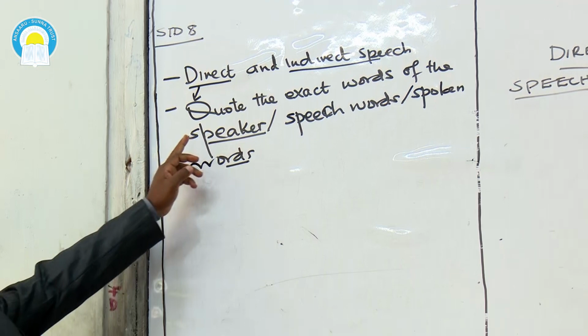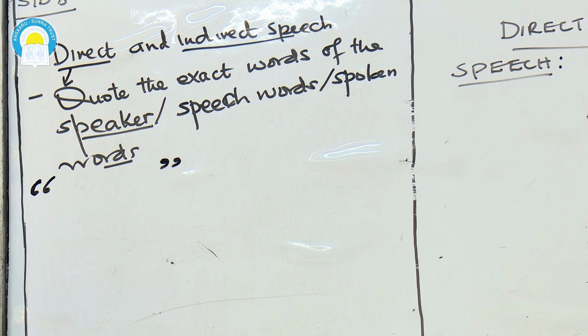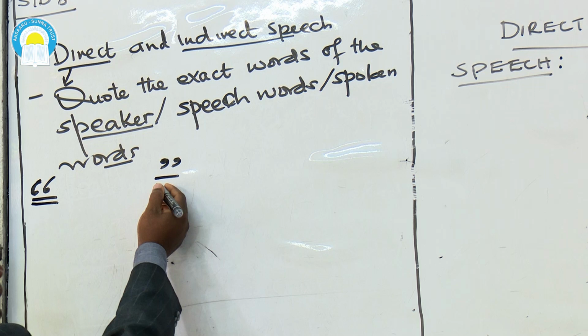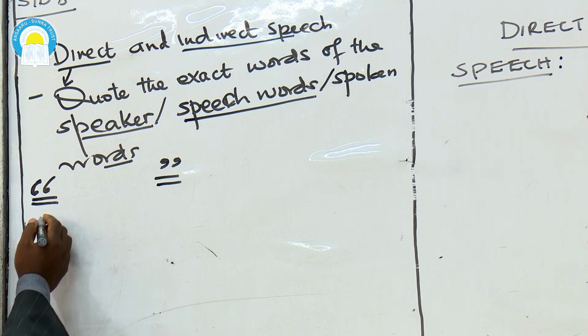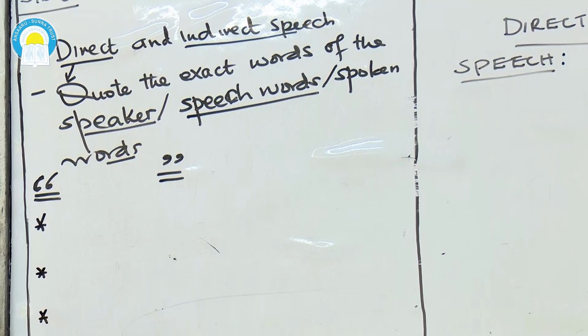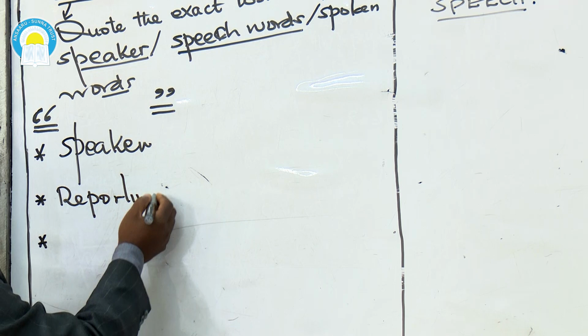Whenever we quote these speech words, we are entitled to use the opening and closing inverted commas. These opening and closing inverted commas are normally placed at the beginning and at the end of the speech words to enclose the speaker's remark. And therefore, this reminds us again of the following three items. That when looking at direct and indirect speech, we need to put at the back of our minds the speaker, the reporting verb, and the speech words.